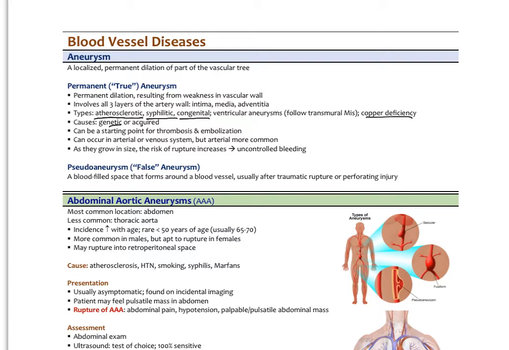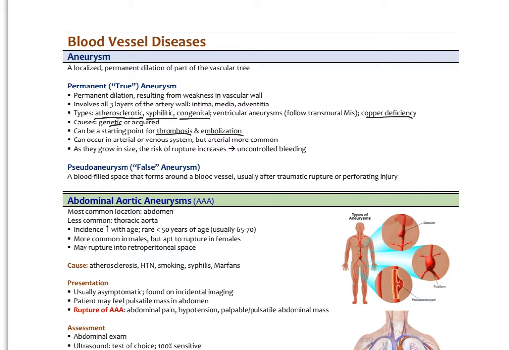Aneurysms can start on the area that's weakened and bulges out. There's some turbulent blood flow, and that can actually cause thrombi to form in that area, and those can embolize. So a person's at much higher risk of thrombosis with an aneurysm. Again, it can occur in the arterial or venous system, but arterial is much more common.